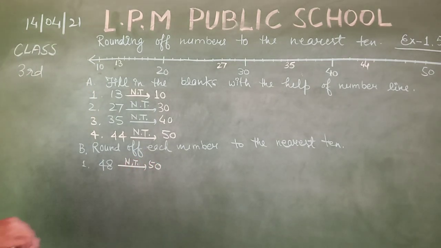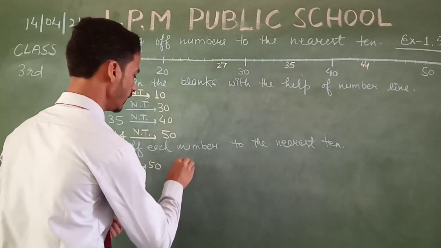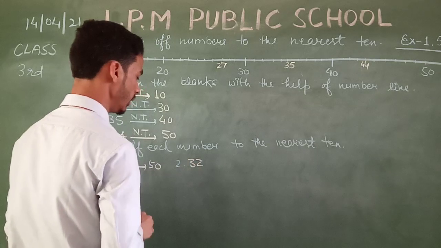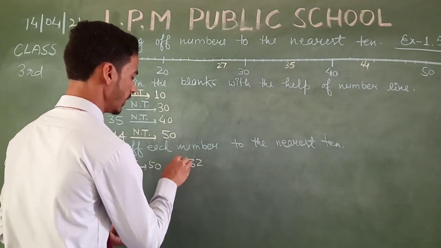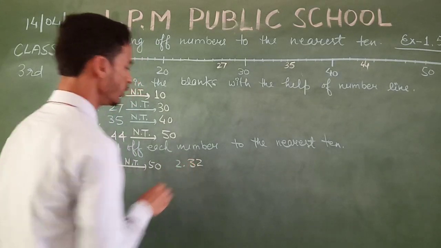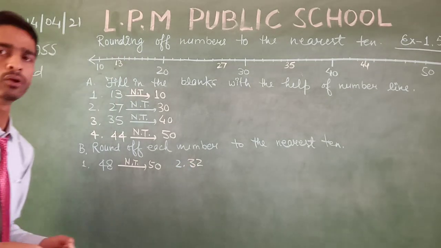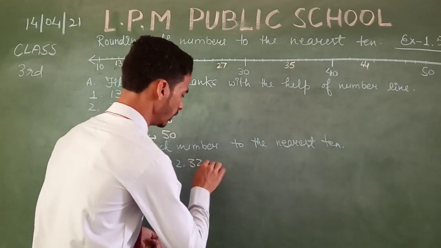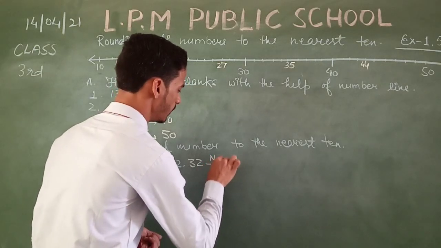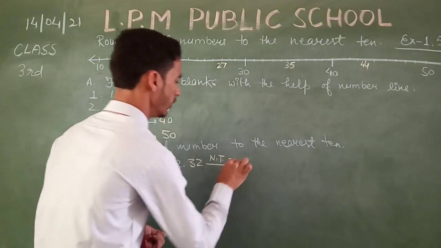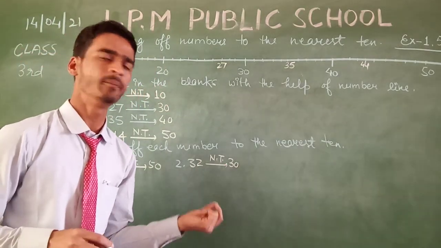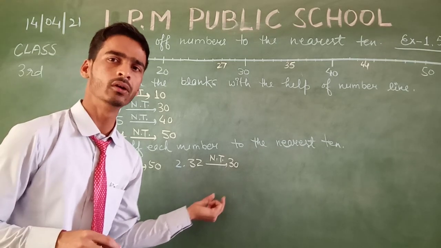The second question is 32. You know that 32 is between 30 and 40 but closer to 30. So the nearest 10 of this number will be 30. 32 is between 30 and 40 but closer to 30, so 32 is rounded off to 30.